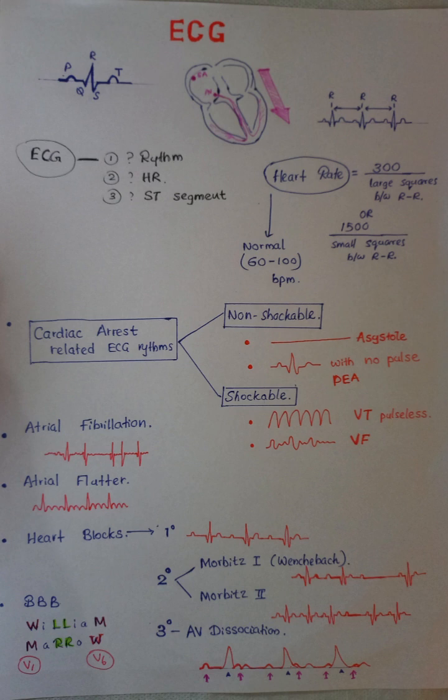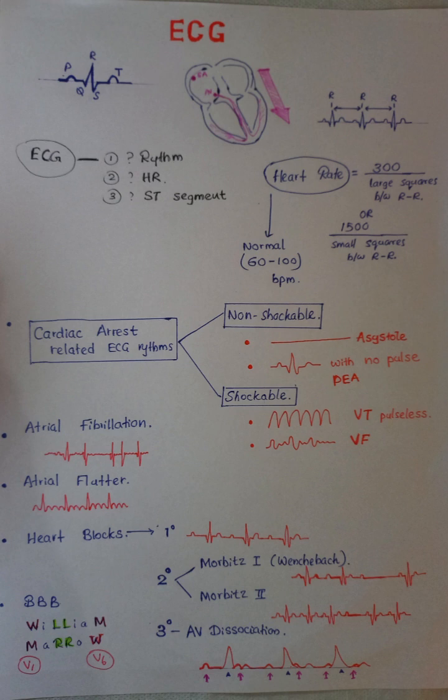When we are interpreting ECGs, calculating the heart rate is very important. For that, we have to count how many large squares or how many small squares are between RR intervals. If we consider the large squares, we divide 300 by the number of large squares between the RR interval. In that case, we can get the heart rate.